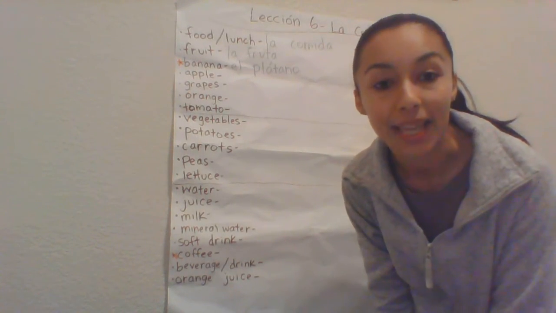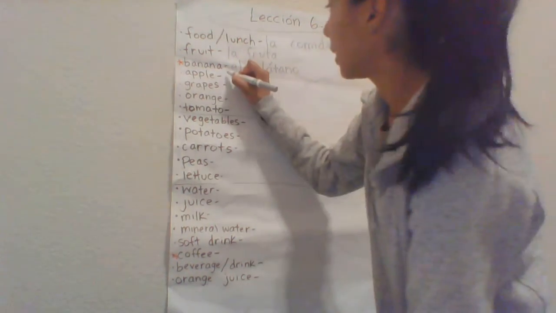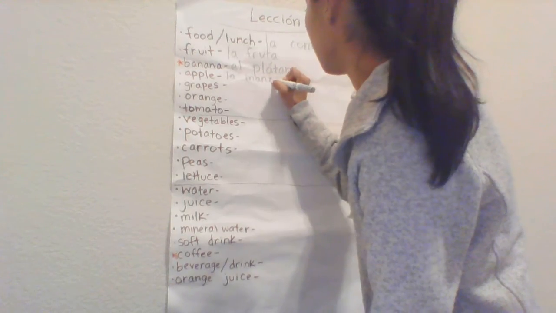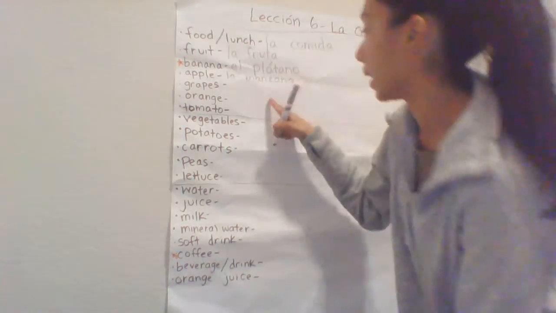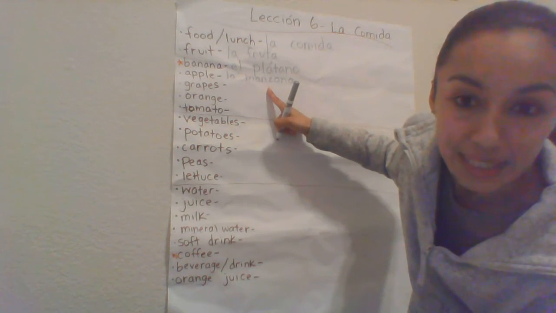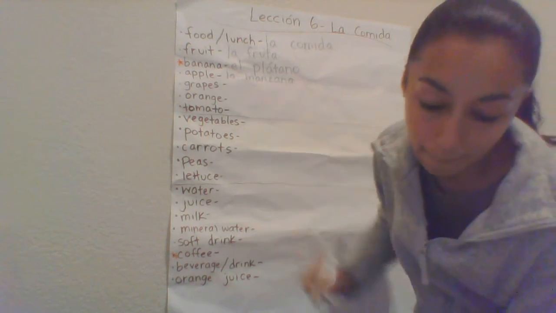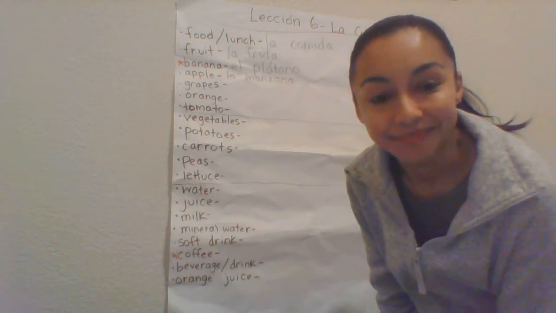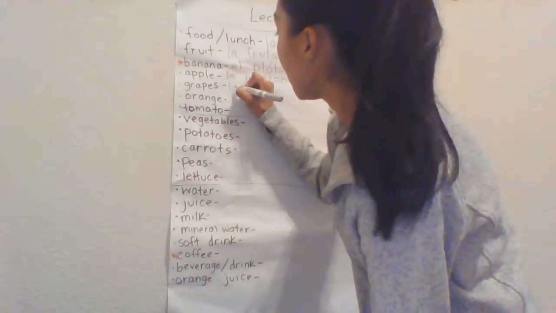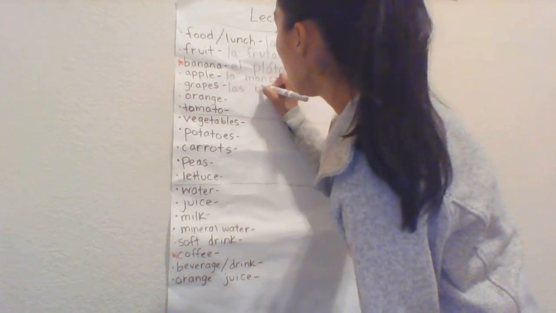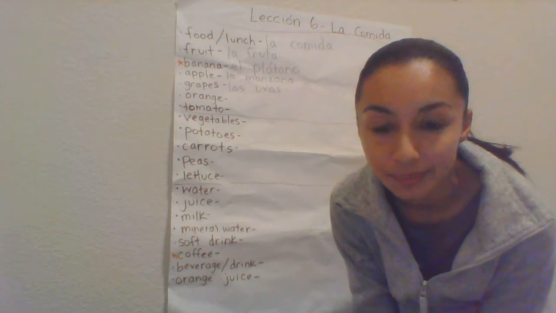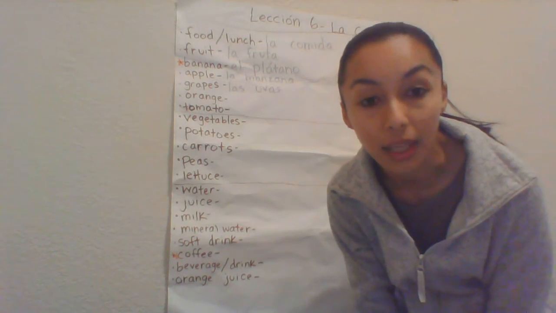Apple is la manzana. Manzana con Z, so that is with a Z. La manzana. Grapes is las uvas. Las uvas.